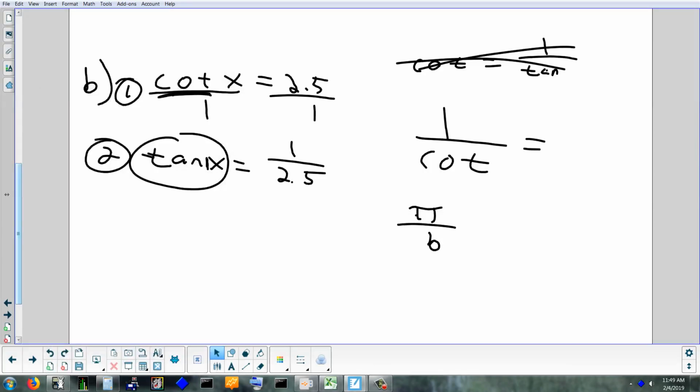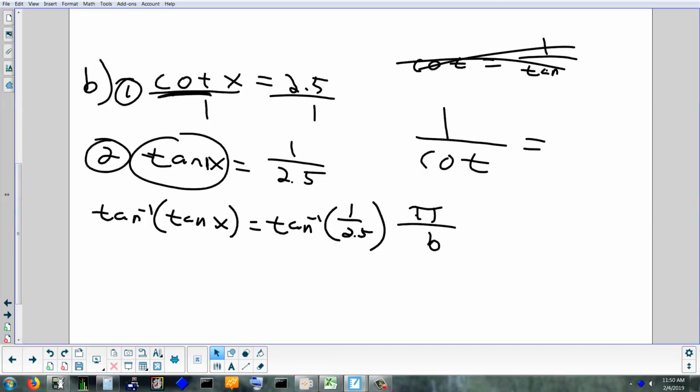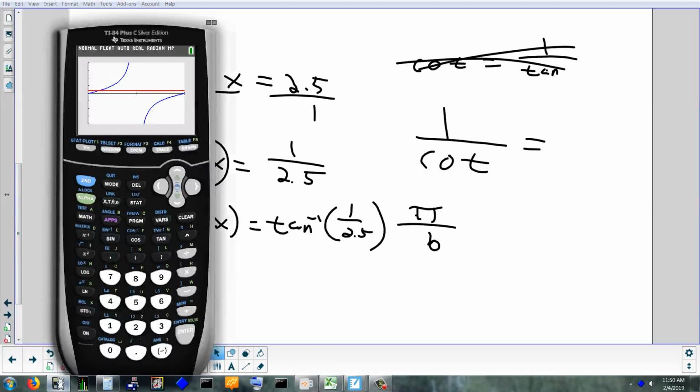So, how do I get rid of tangent and get x by itself? Take the inverse. Take the inverse tangent of what's on the left. Take the inverse tangent of what's on the right. And now we do that out, and that's our answer. The inverse tangent of 1 over 2.5. So second inverse tangent. I'm going to calculate the intersect and make sure it matches, but it should be 0.381 if you round.